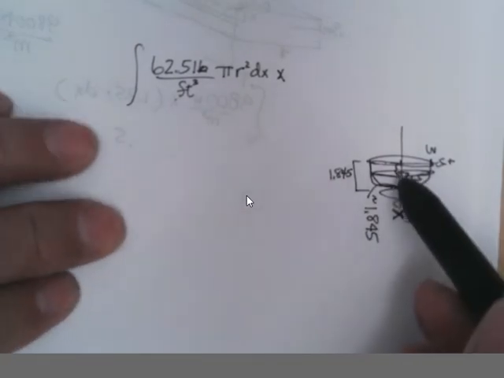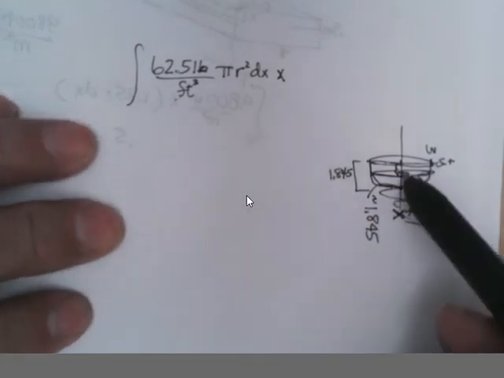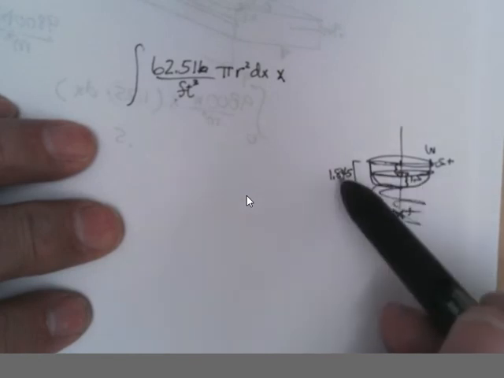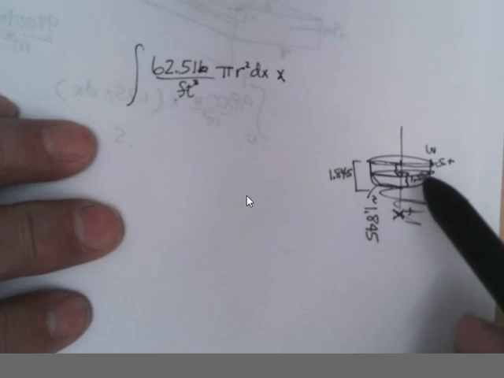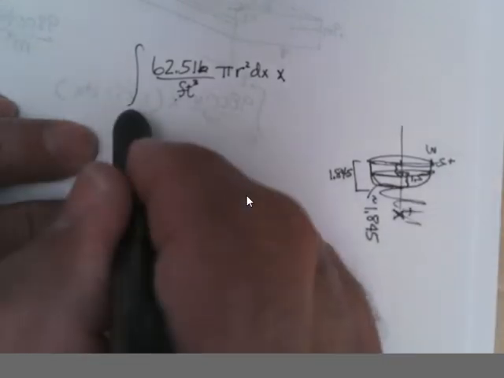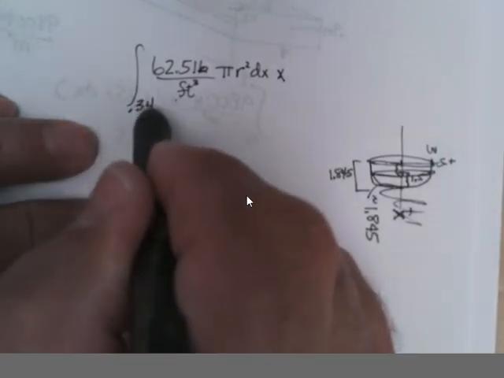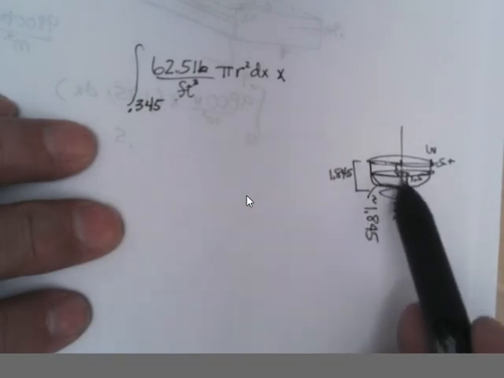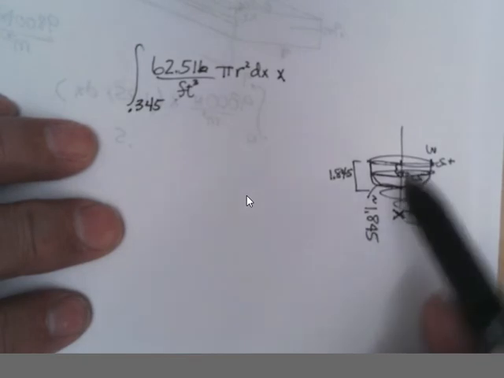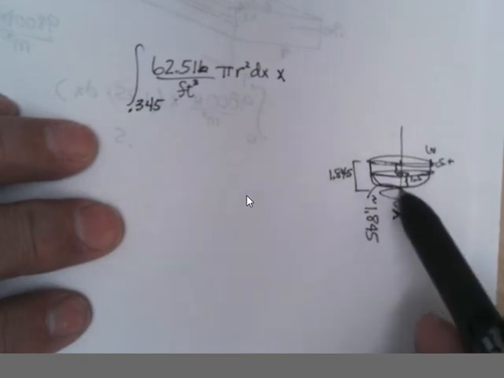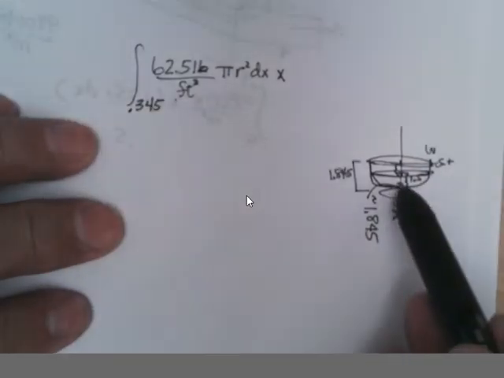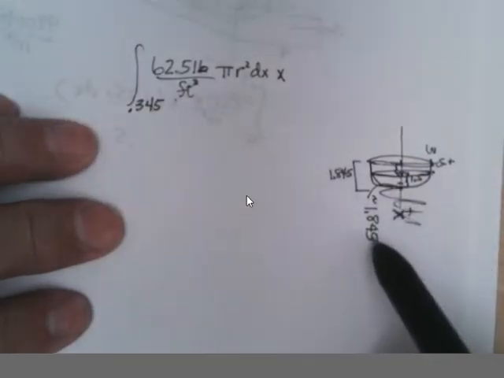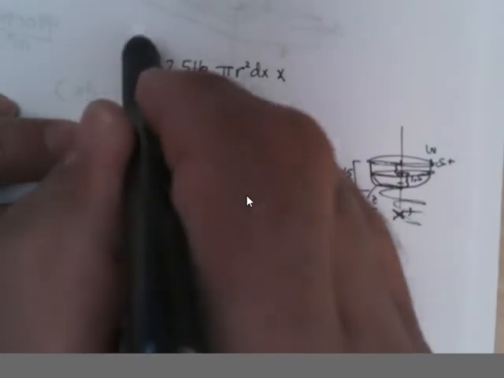Now, what are our limits on our integral? Well, we're going to start down here, 1.5 from the bottom, and if the bottom is at 1.845, we're starting at 0.345. 1.845 minus the 1.5 is 0.345. And we're going to keep pumping until we get down, it said, to a half a foot deep. So if I take a half off of this, that would be 1.345.